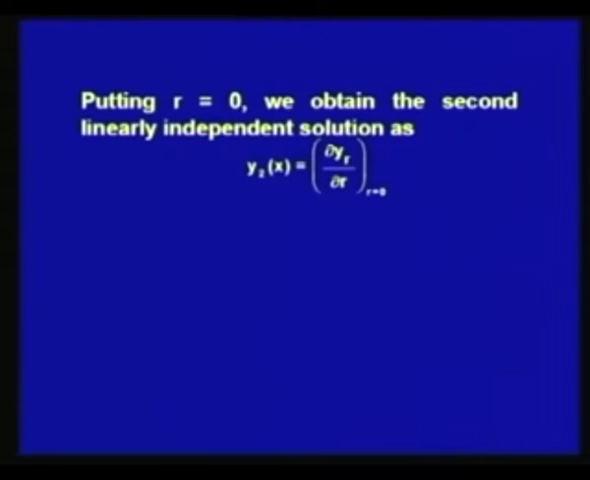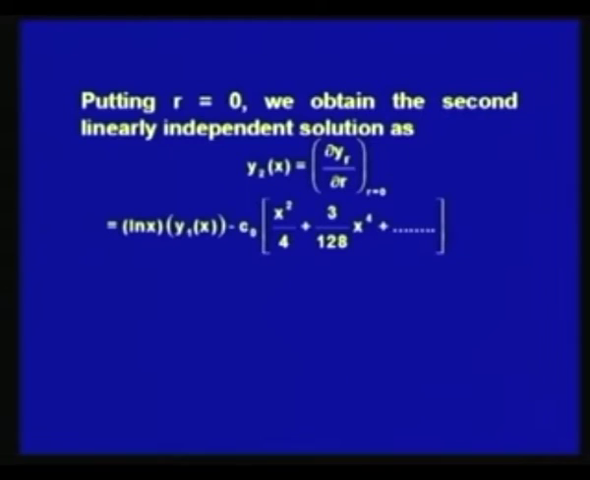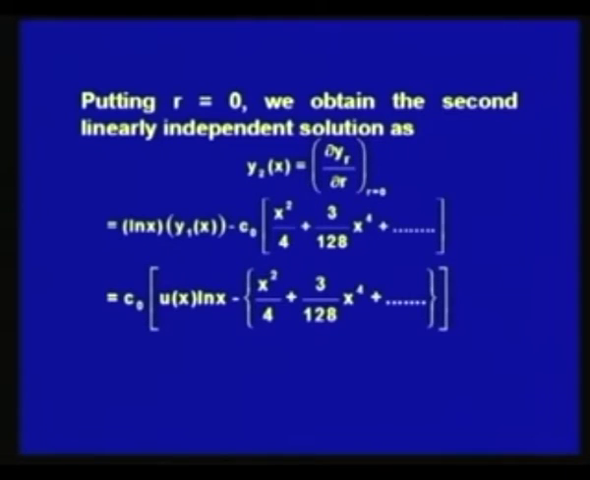Let us put r equal to 0 in this solution. We will get the second linearly independent solution of the given differential equation, which we denote by y2(x). So y2(x) is equal to ∂y/∂r at r equal to 0, which will give us ln x into y1(x) minus C naught times x square over 4 plus 3 over 128 into x to the power 4 and so on.